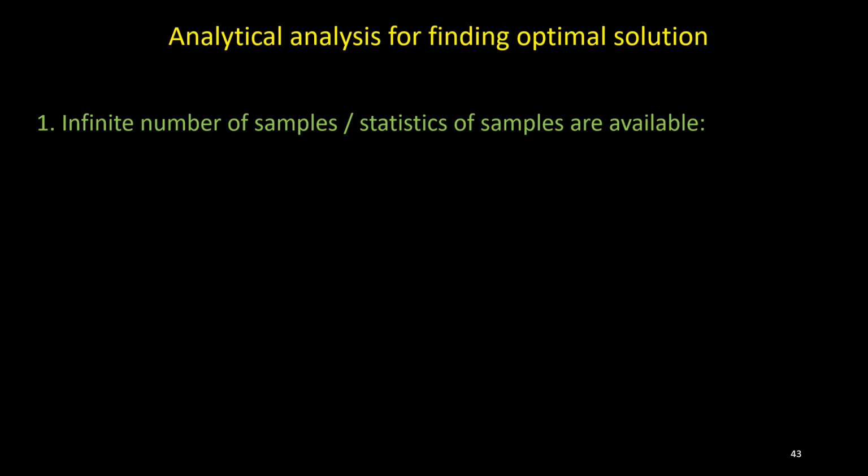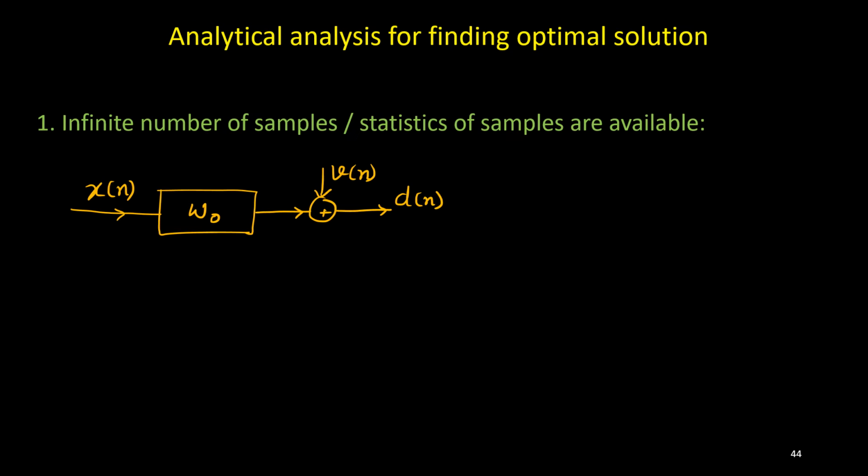Now consider first the infinite number of samples where the statistics of the samples are available. That we are assuming. So this is our system model. The unknown system coefficient is W naught. This is V n that is added. So d n and x n, these two are available. And the relation is d n equals W naught x n plus v n.